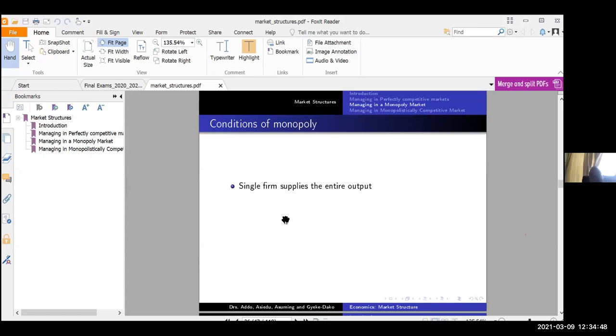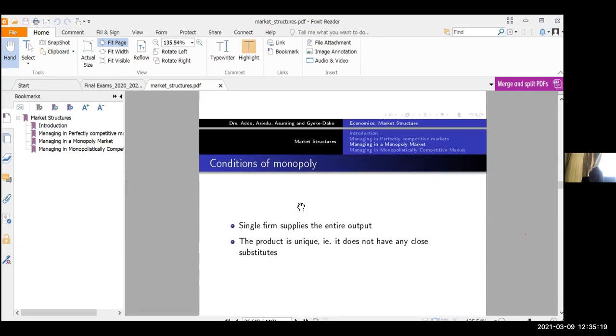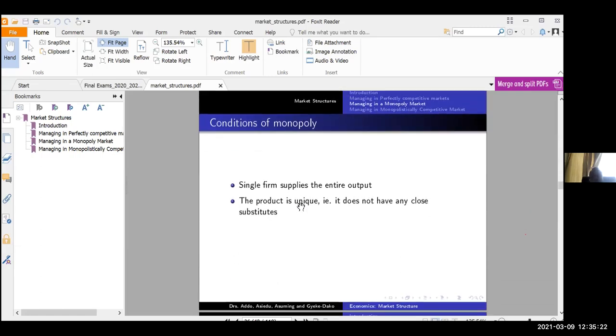What are the conditions for a monopoly market? We went through them in that table a week ago, so I'll go through this pretty quickly. A single firm supplies the entire output. If you are lucky to find this product, you are in a dreamland. You are the only firm producing for the entire Ghana or the entire world. You'll be like the Amazons and the Facebooks. The product is unique. You can't get it anywhere. It does not have any close substitutes.